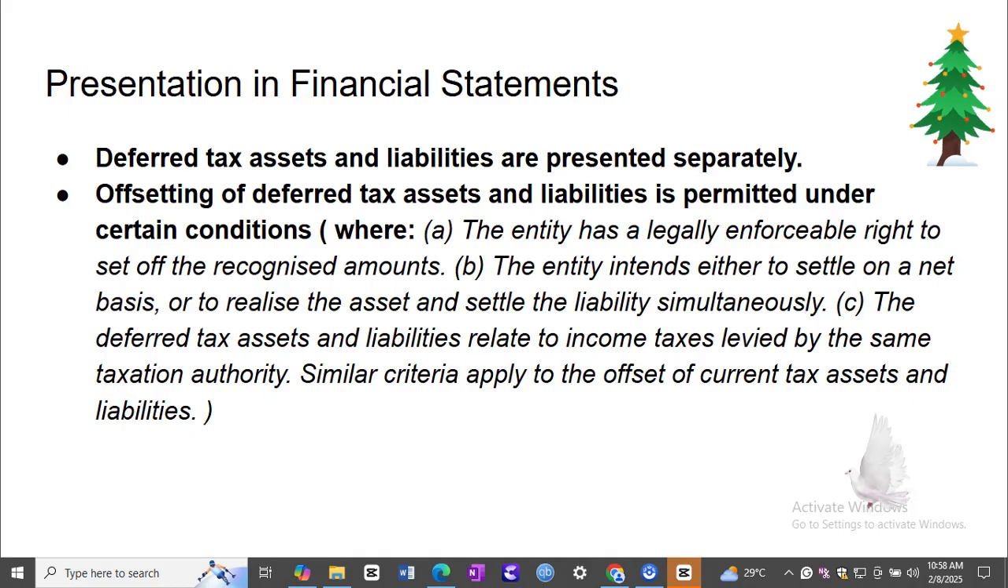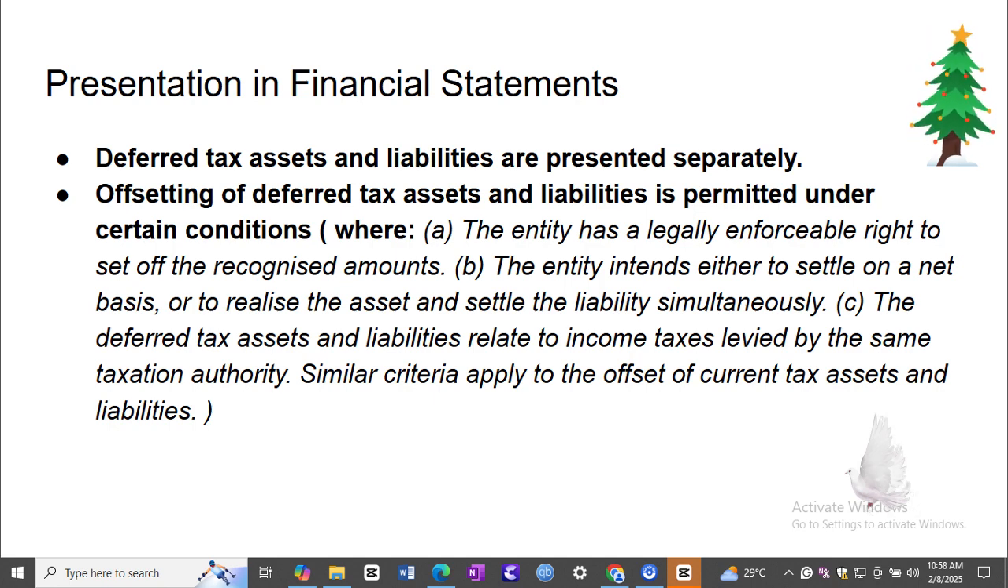Exactly. And one more detail, the deferred tax assets and liabilities have to relate to income taxes from the same tax authority. So you can't offset a U.S. deferred tax asset against a U.K. deferred tax liability. Makes sense. You got it. Offsetting can be tricky. Always double check the guidance in IAS 12 before making any moves.